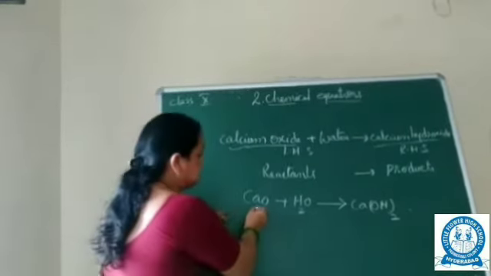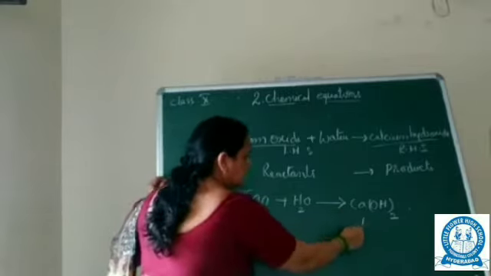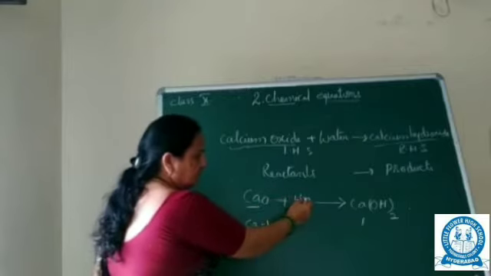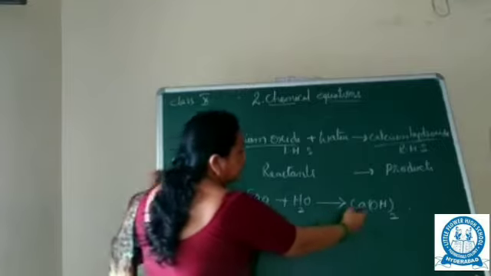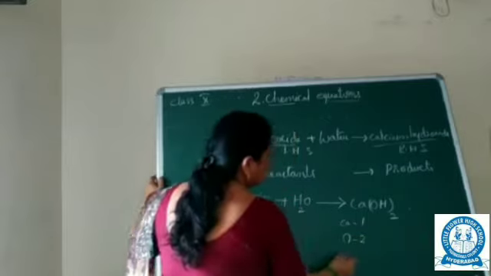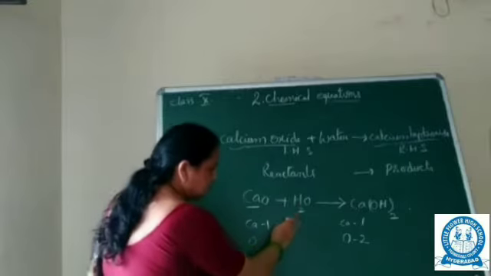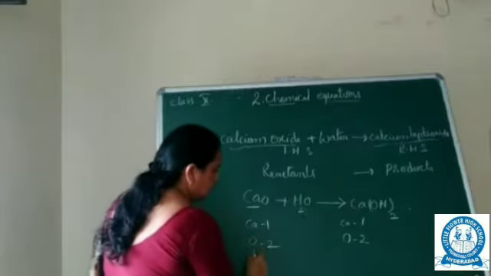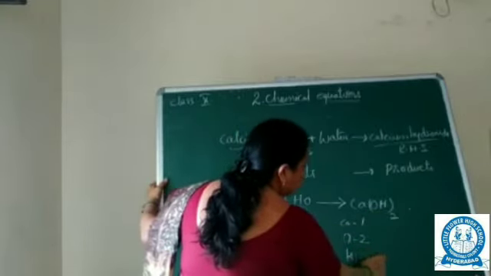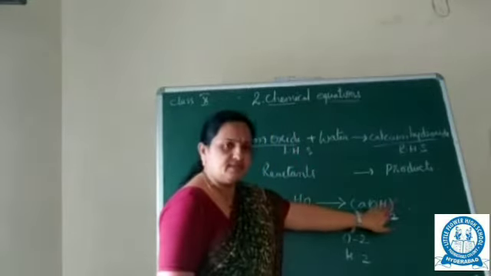Why? Because here you can see calcium is 1. Here calcium is 1. Okay. But oxygen is 1 and 2. Oxygen is 2 here. Here also oxygen, right? 2. And hydrogen here is 2 as a subscript. What are we finding here? Hydrogen is 2. And here also the hydrogen is 2. That means the number is suitable for oxygen as well as hydrogen.